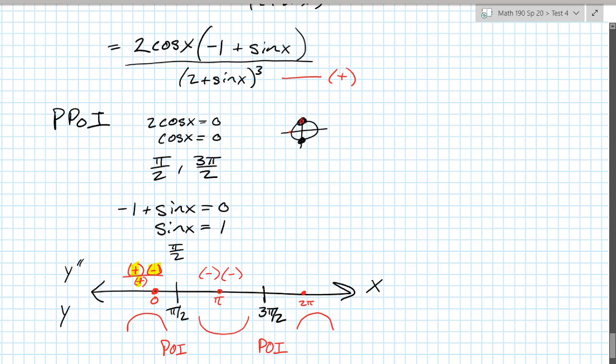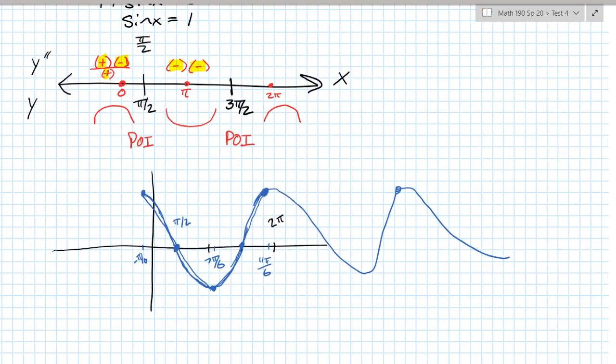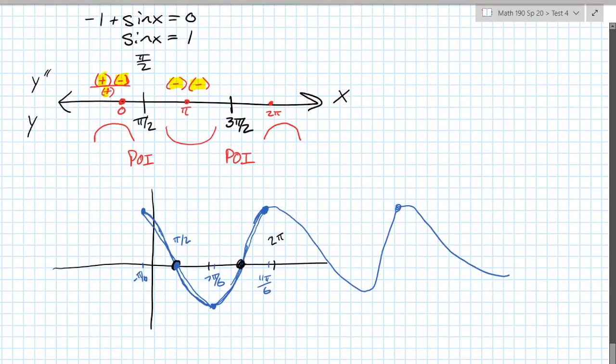At pi, cosine of pi is negative 1, so we have a negative. And sine of pi is 0, so negative 1 plus 0 is negative. Negative times a negative is positive, so concave up. Then, using the period of the function, it starts repeating. Putting all these things together, we notice that we have a point of inflection at pi over 2 and a point of inflection at 3 pi over 2. Those were also zeros of the function.